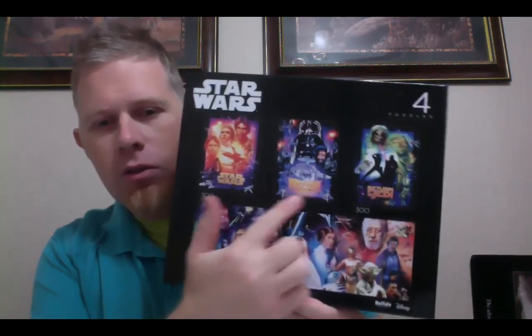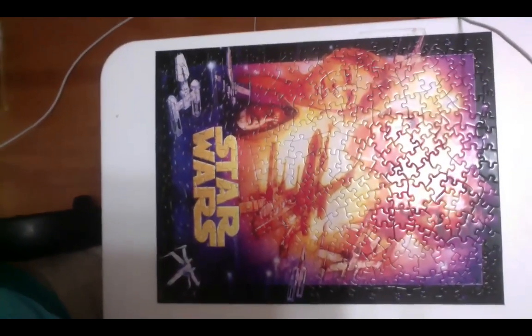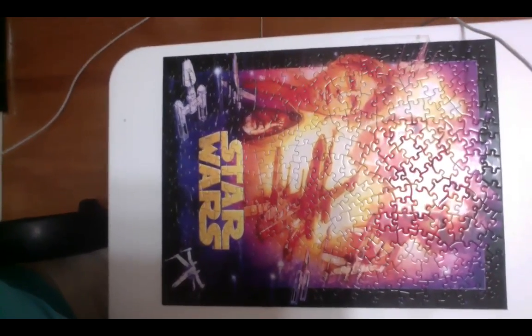You guys should know that I'm a Star Wars fan. So I had these puzzles here: 300, 300, 300, and 500. Well, I ended up actually getting one of them done. And that can be evidence right here. That is a 300 piece puzzle. I spent Saturday working on it.